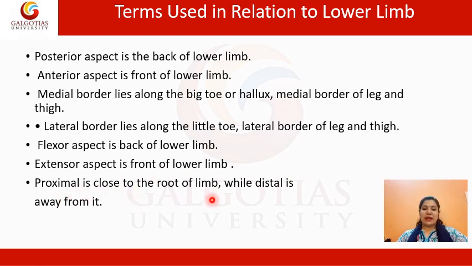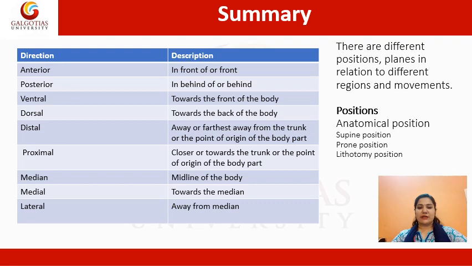Flexor aspect is at the back, extensor aspect is in the front. So we can say the flexor aspect is the posterior aspect of the lower limb and the extensor aspect is the anterior aspect of the lower limb, where proximal is close to the root of the limb and distal is away from the root, the axial skeleton.